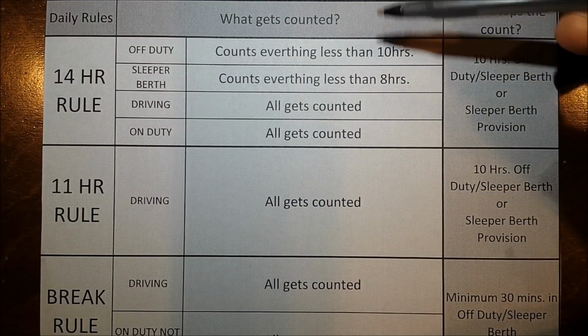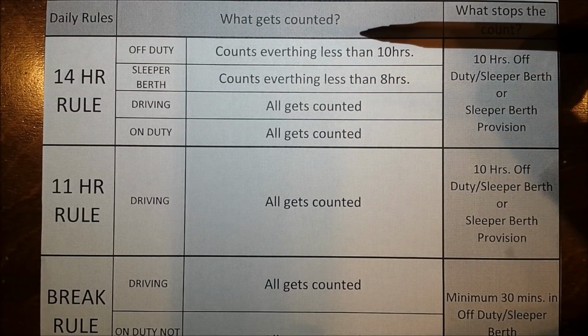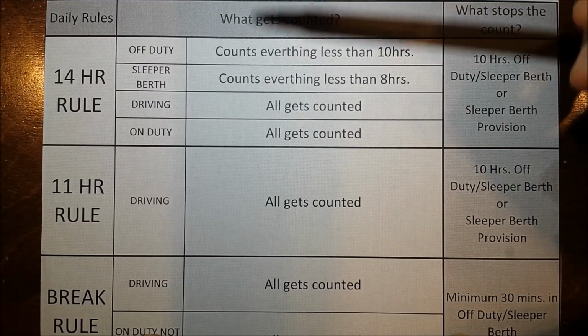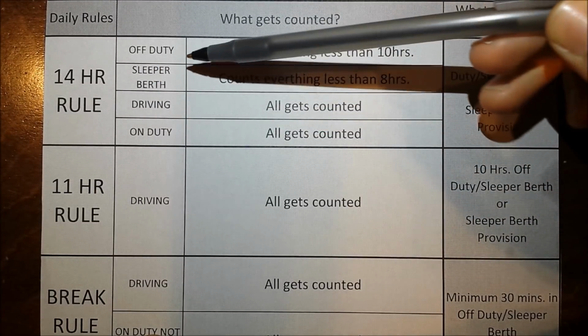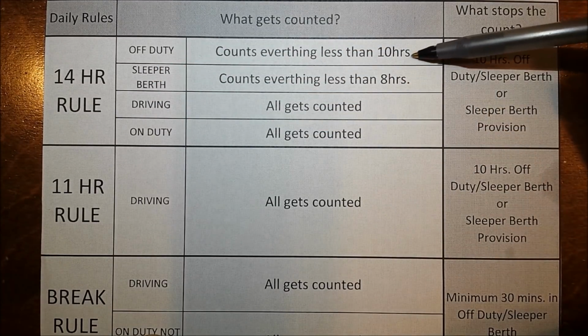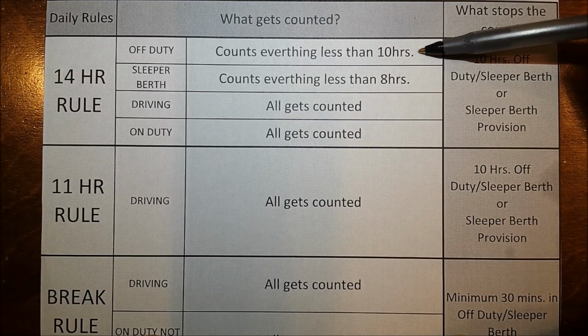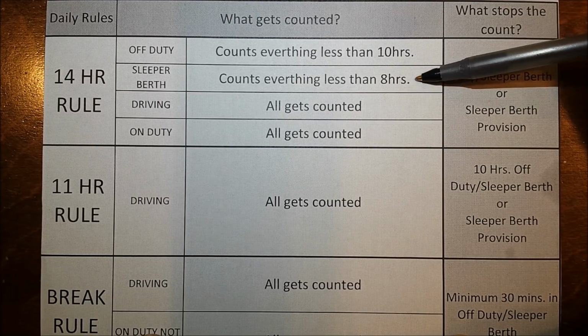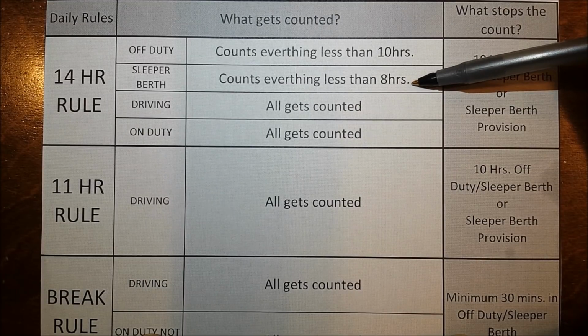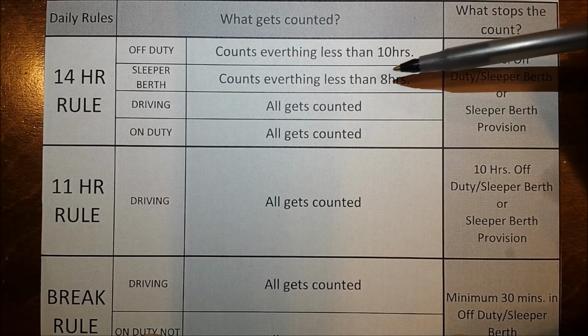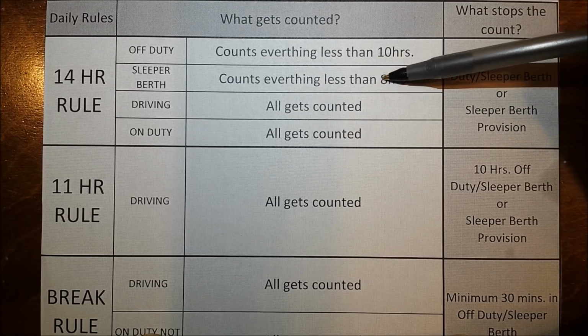So in this video, you're going to learn how the sleeper berth provisional works. If we take a look at the 14-hour rule, we already know that everything that's less than 10 hours gets counted as work. We already know that everything that's less than 8 hours in the sleeper berth gets counted as work. But what happens when we rest 8 hours?